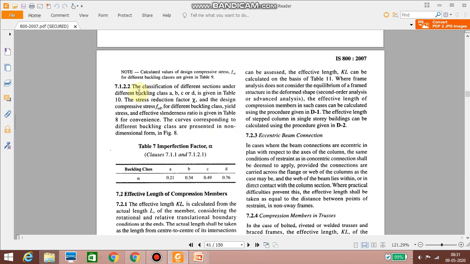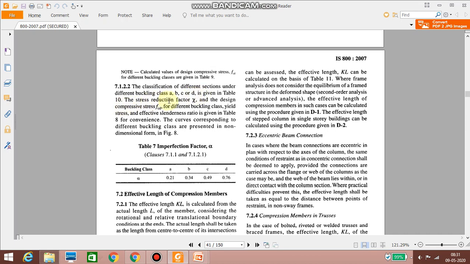Now what they have given in 7.1.2.2, the various values of the imperfection factor alpha, is given in table number 7. This is the table number 7, whatever I have told. For various buckling classes, they have given alpha values.